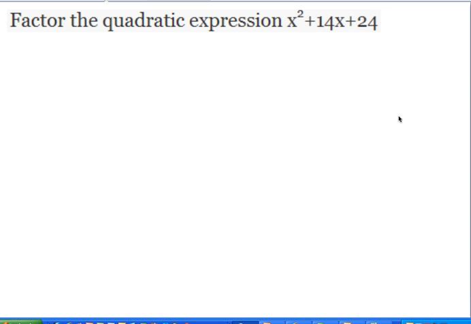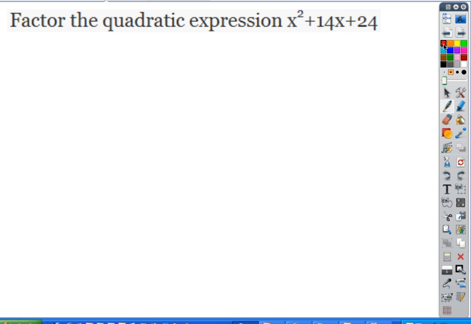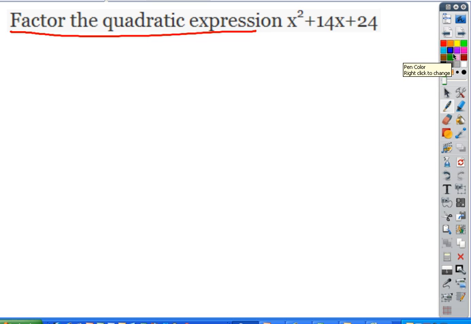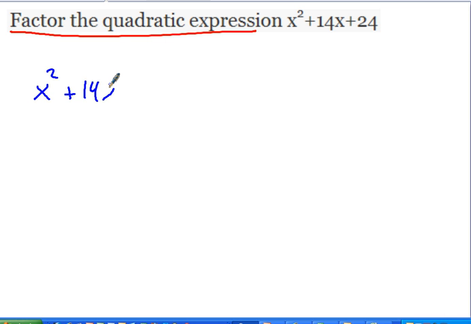Now, when it says factor the quadratic expression, you know what you're looking for. What you're going to do is turn this expression, x squared plus 14x plus 24, that big quadratic expression, into a product of two small factors. Okay, and that's it. So remind us, how do we do that?